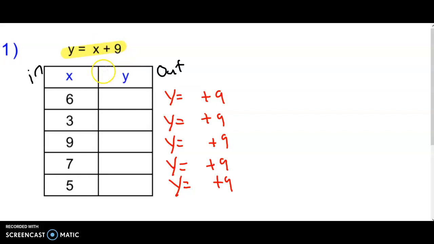So what you're going to do is take all of these x's and plug them in for x: 6, 3, 9, 7, and 5. I'm just going to plug those right on in. And to each one you're going to add 9. That's the rule. It doesn't say rule, it just says x plus 9. So you're going to have x plus 9, in this case, 6 plus 9.